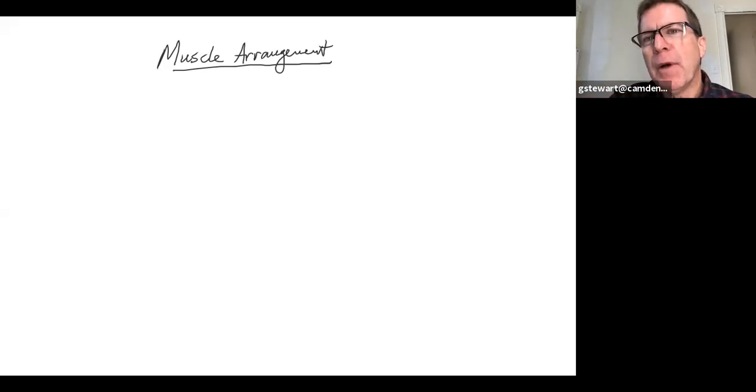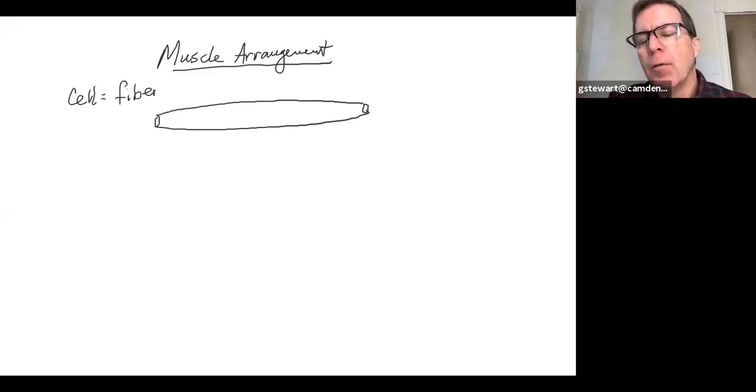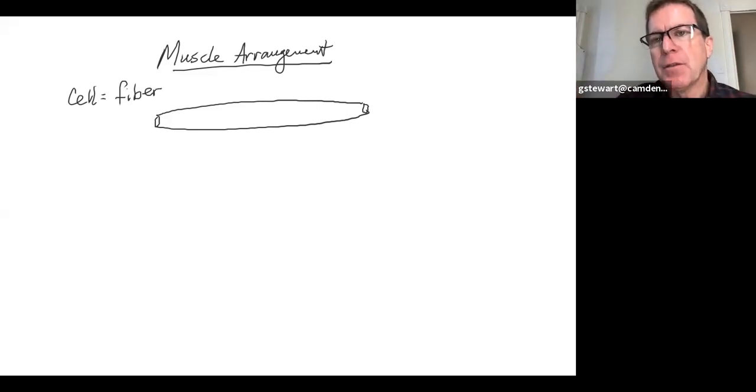So individual muscle cells are long and cylindrical like this. It's a bit of a unique characteristic that they're so long and cylindrical. And we call an individual cell a muscle fiber. So if you read or hear me say the word fiber, I'm just referring to one individual skeletal muscle cell, a muscle fiber. Fibers are long and cylindrical like this.